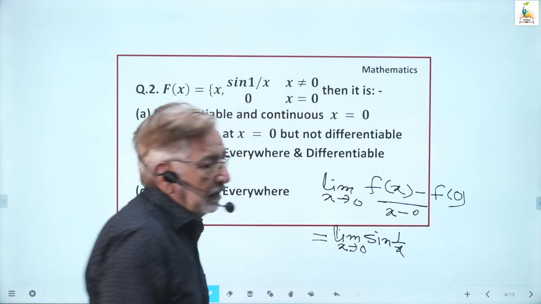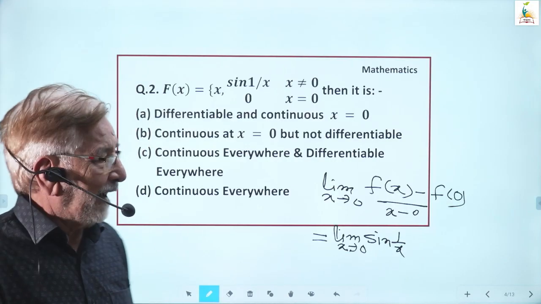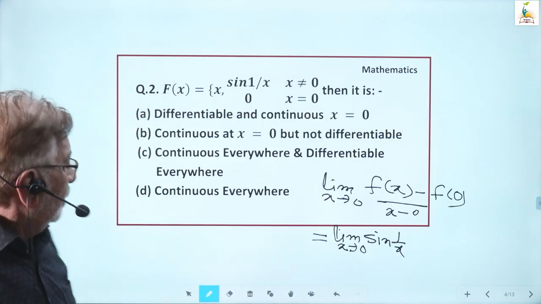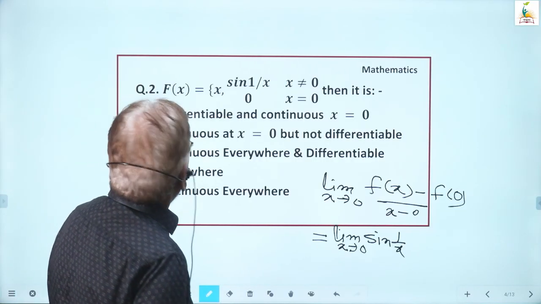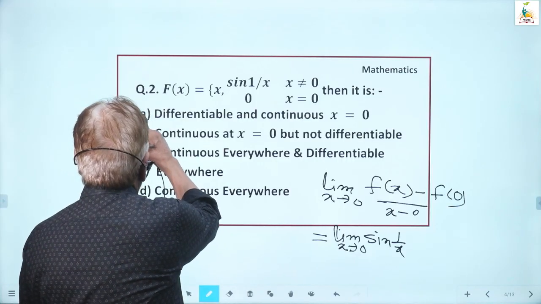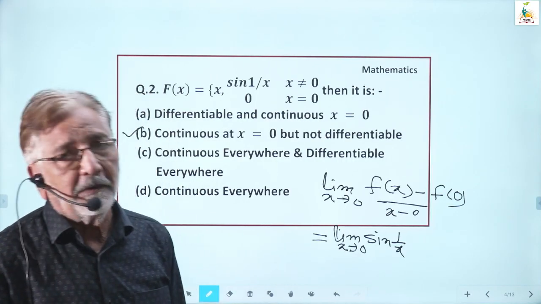We have done it in the chapter of limit, that limit x tends to 0, sine 1 upon x does not exist, so it is not differentiable. So continuous everywhere, continuous at x equal to 0 but not differentiable at x equal to 0. This question has been asked in examination.